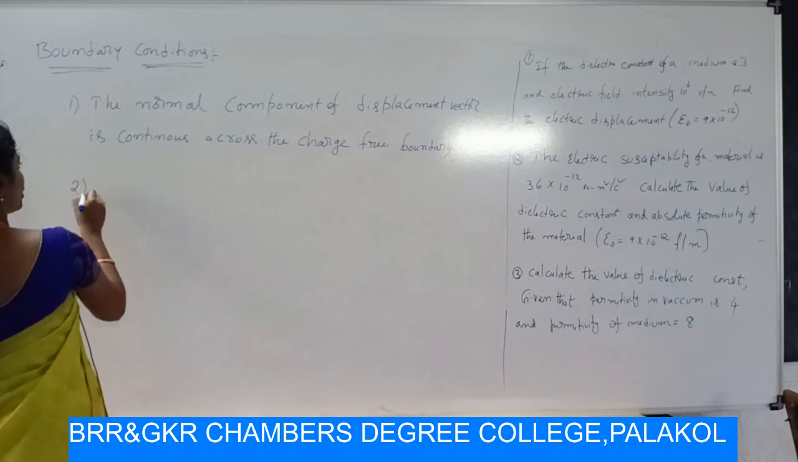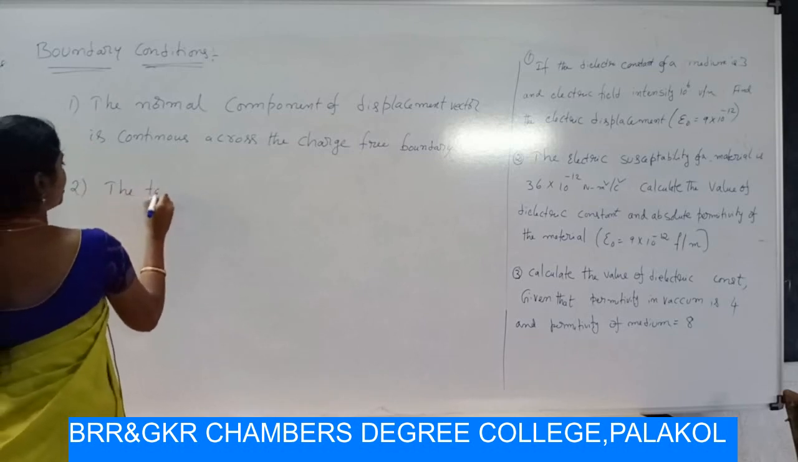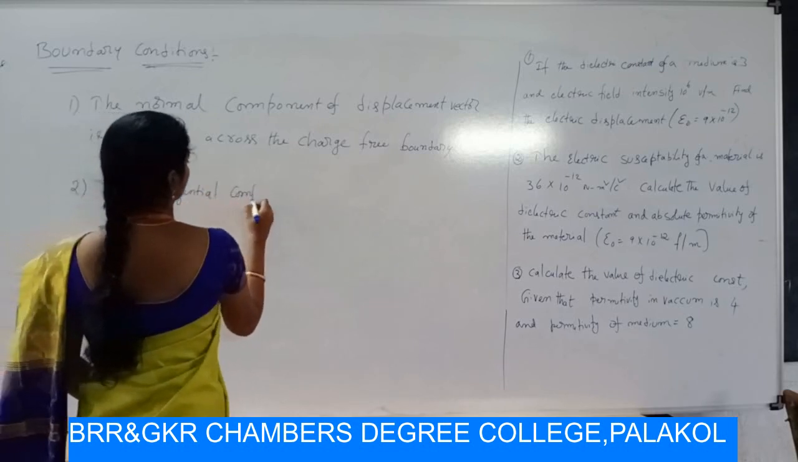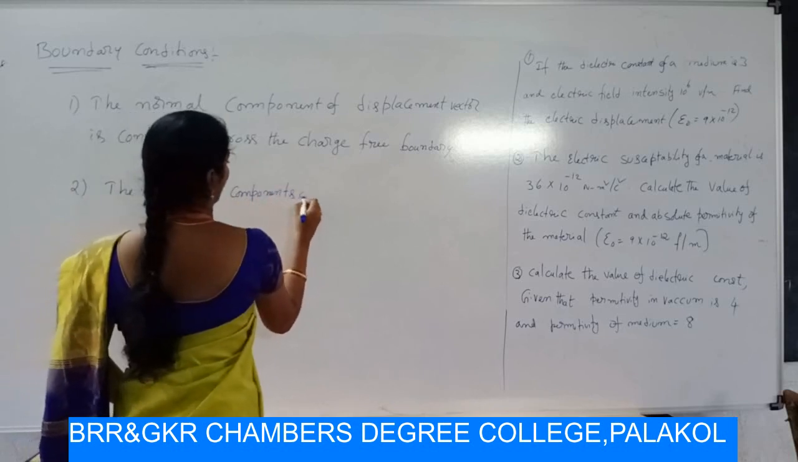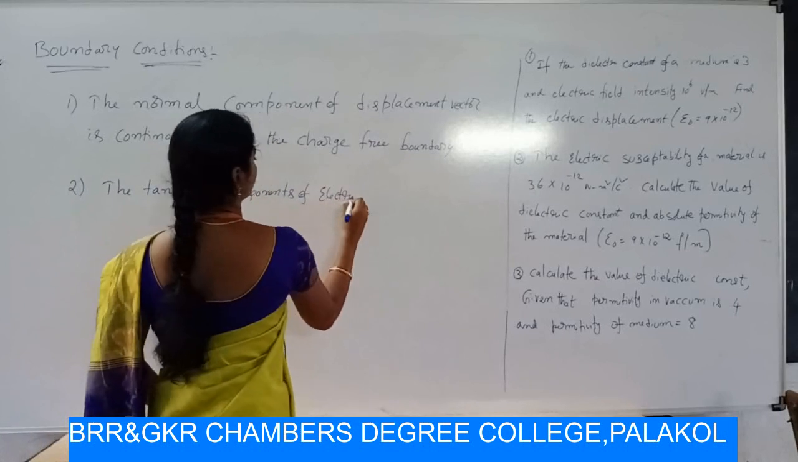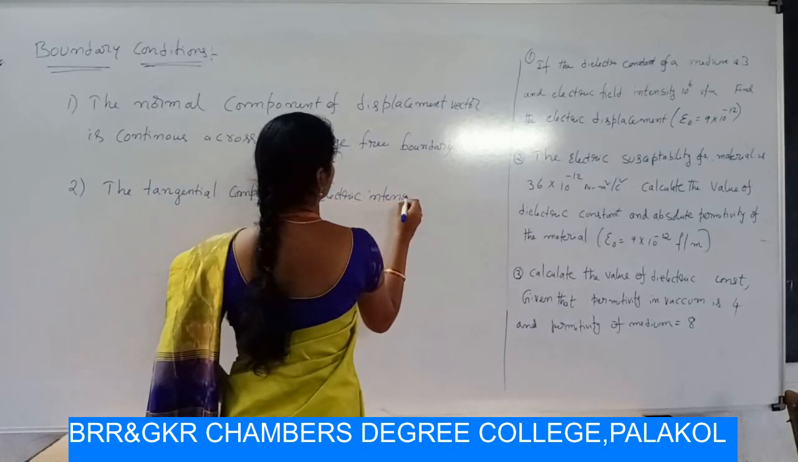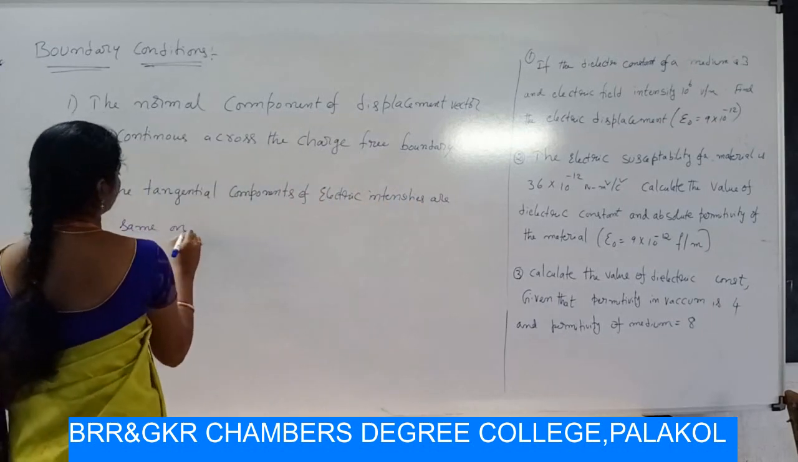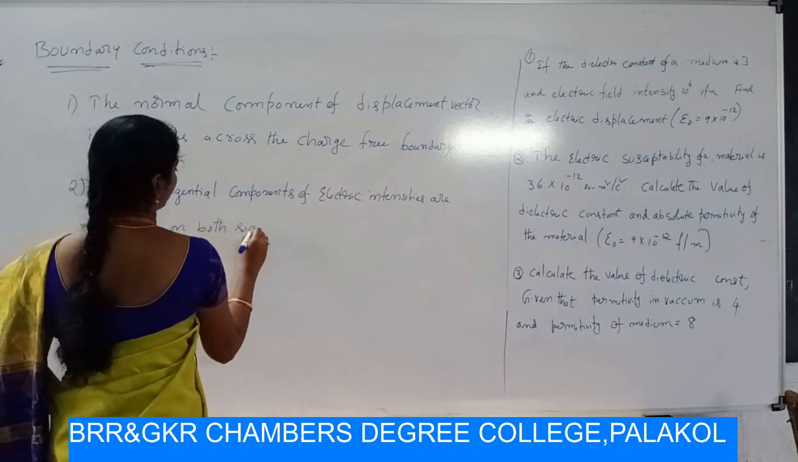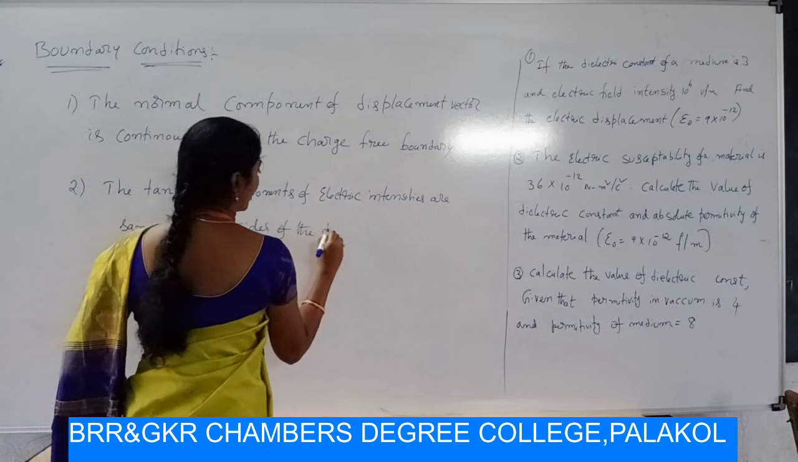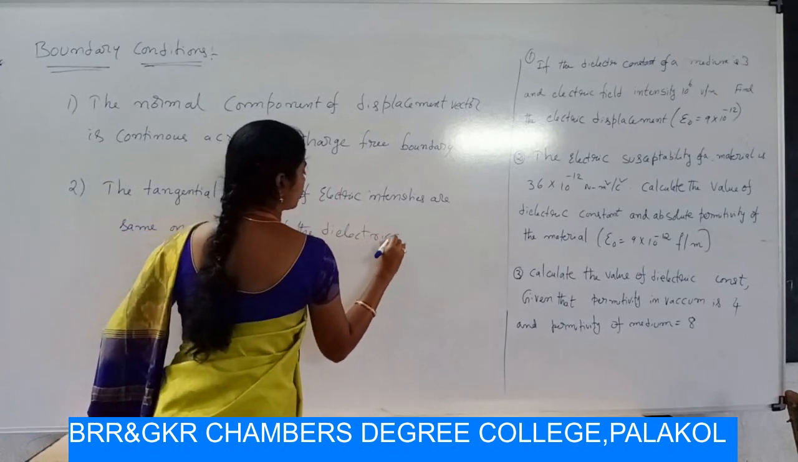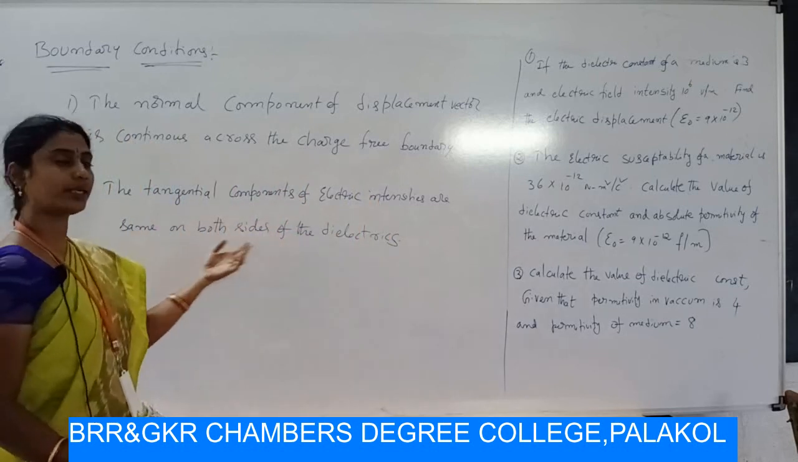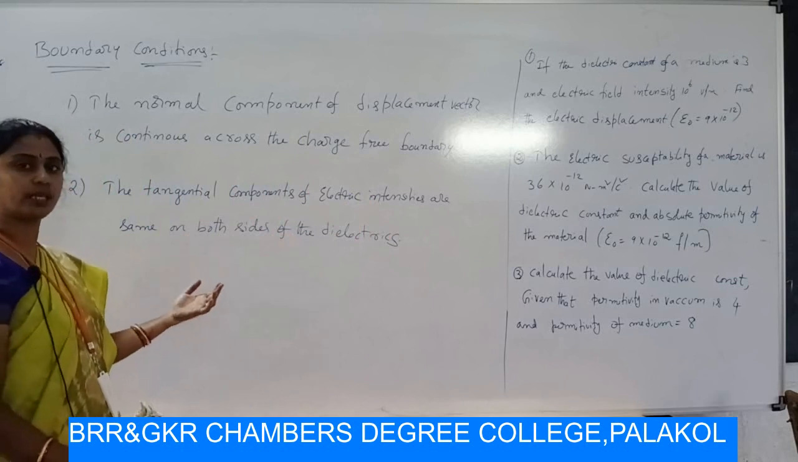And the second boundary condition is the tangential components of electric intensities are same on both sides of the dielectrics. The second boundary condition is the tangential components of electric intensities are same on both sides of the dielectrics.